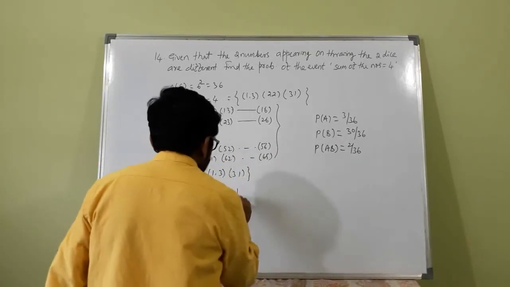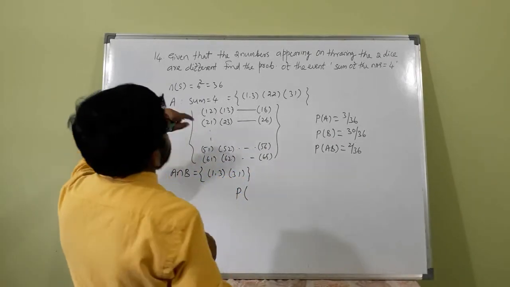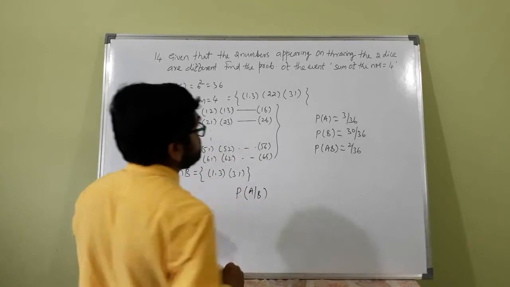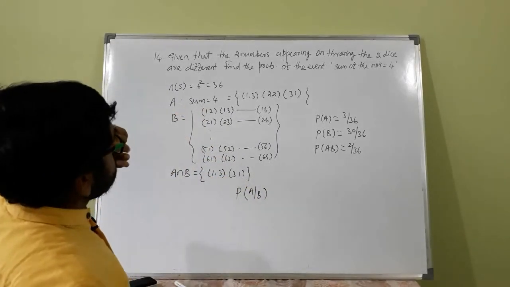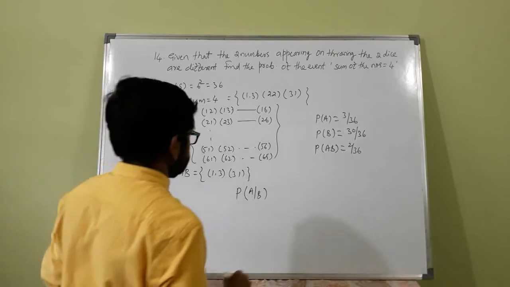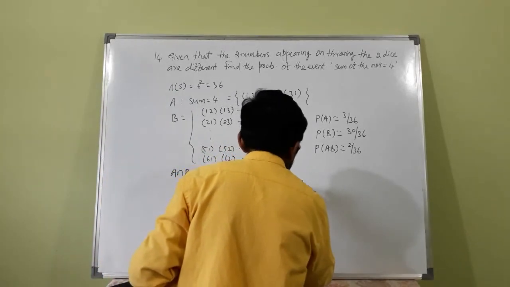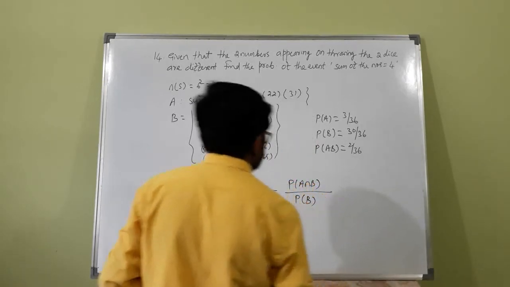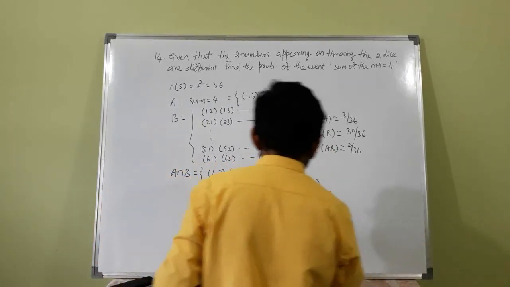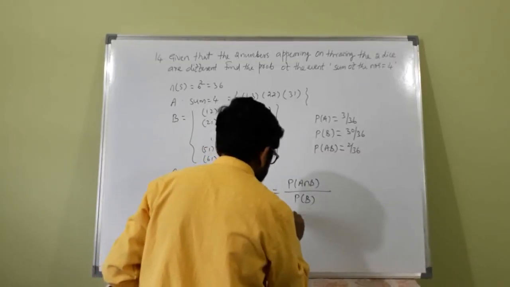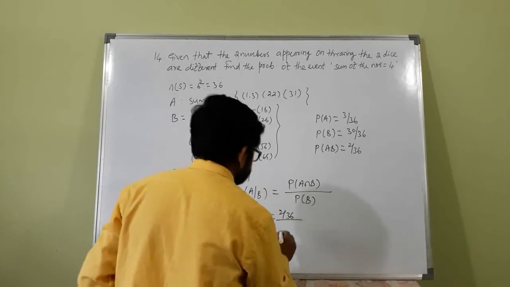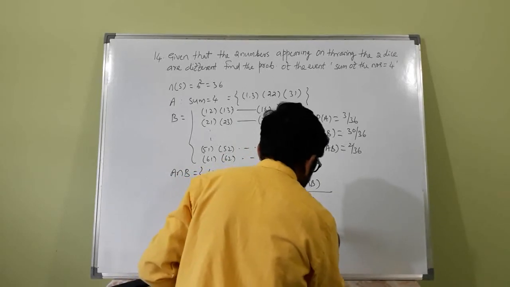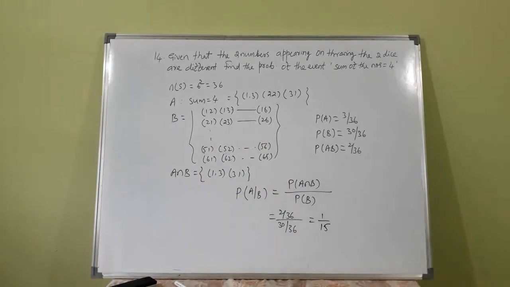Now probability of A given B. Sum is 4, given that two numbers are different. Probability of A intersection B divided by probability of B. A intersection B is 2 by 36, divided by B is 30 by 36. 2 by 30, or 1 by 15, is the required answer.